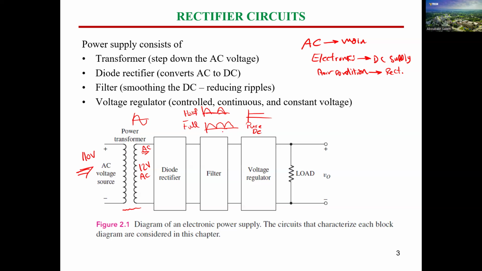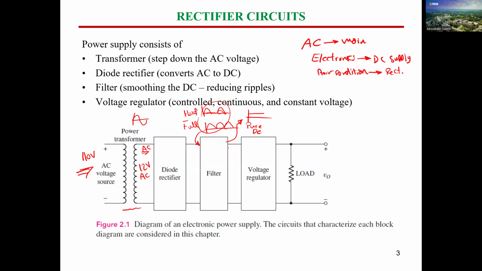In order to have a pure DC, you need to input this waveform to a filter in order to have this output a pure DC here. What is the filter inside? We will discuss about this later on.